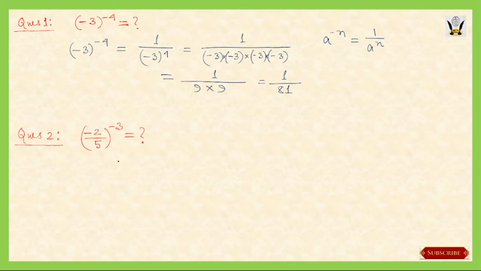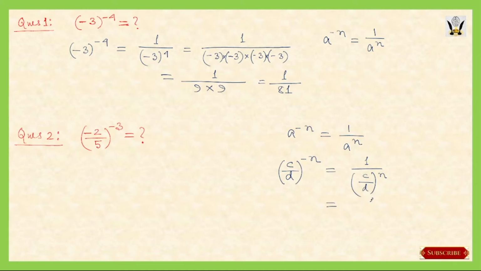Now the second question is minus 2 by 5 to the power minus 3. What will be its answer? Again we know a to the power minus n will be equal to 1 divided by a to the power n. Now suppose this non-zero rational number, which is the base here and which is expressed as a, is expressed as a ratio of two integers c and d. So c divided by d to the power minus n can be written as 1 divided by c by d to the power n.